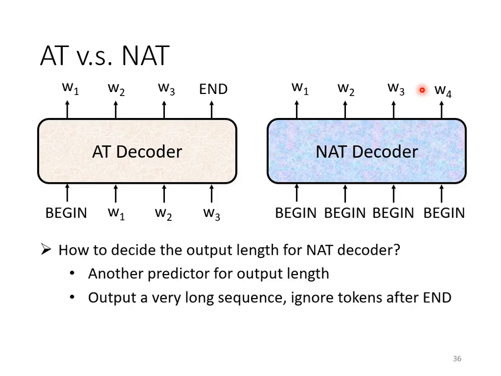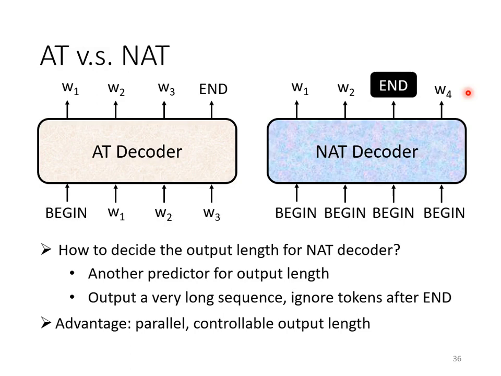Another possible solution is, you don't have to care about the input length. Just give it a bunch of begin tokens. Suppose that the output length is always shorter than 300. You just set an upper bound. Then, you just use 300 begin as the input, and it will output 300 words. Then, you should check the location of end in the output sequence. Afterwards, we ignore those tokens on the right-hand side of end. Then we're done. This is another possible solution for the NAT decoder.